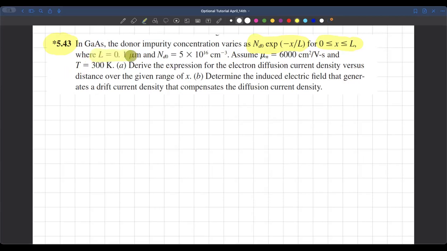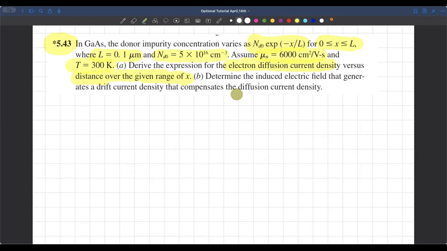L is equal to 0.1 micrometers, and D is given. Assume mobility, well done, they're giving us the mobility, so no worries, we don't have to look at any weird logarithmic graph, and T is equal to 300K. Derive the expression for the electron diffusion current density versus the distance over the given range of X. Not only do we need the electron diffusion current density, but we should get it in terms of how it is changing with X. We will see how we can do that.